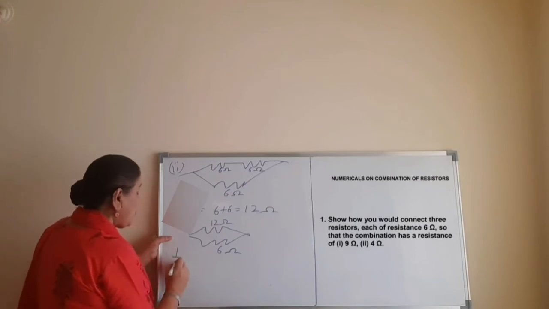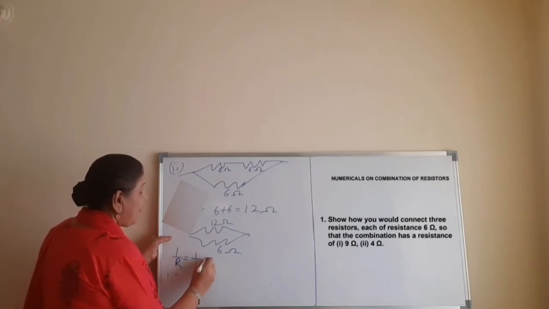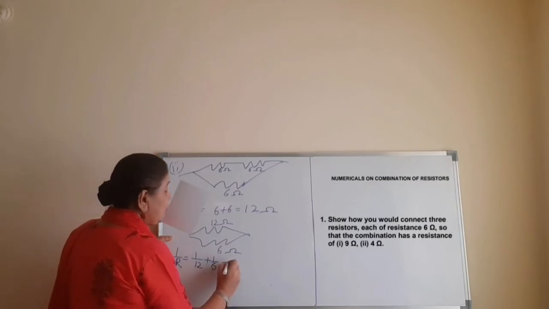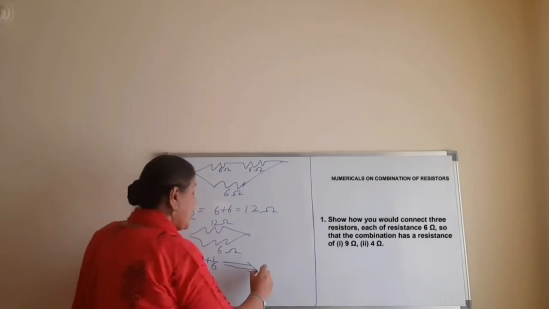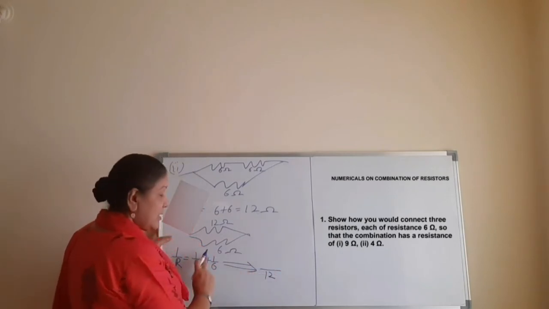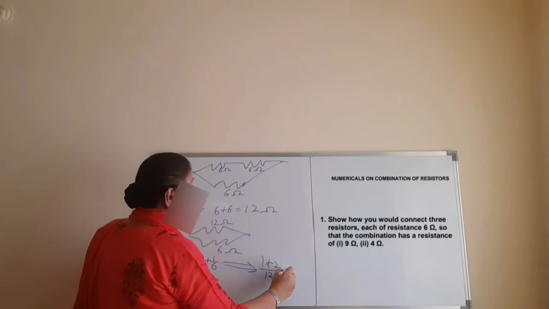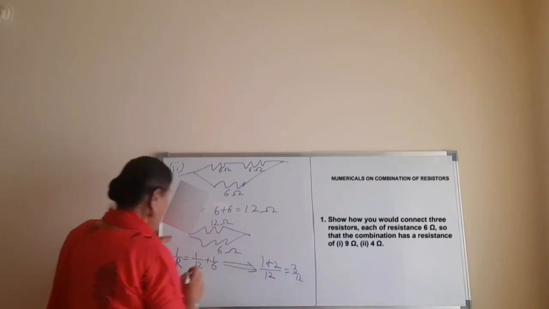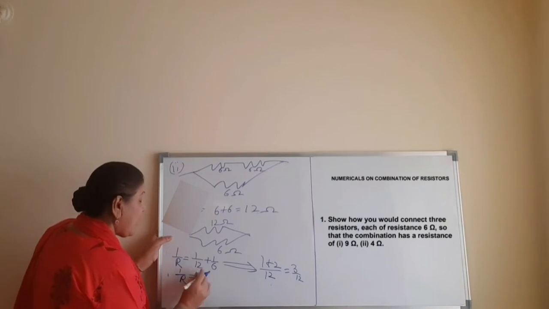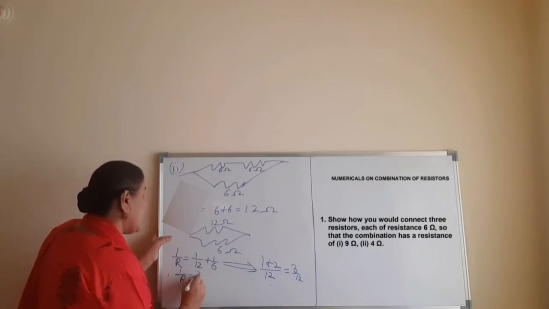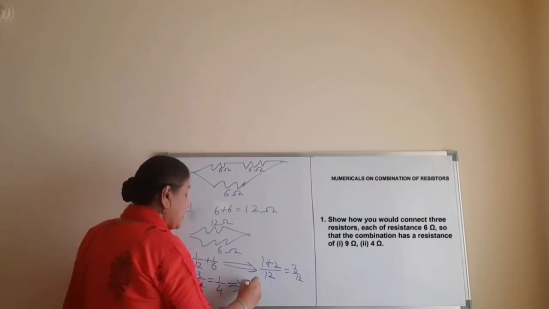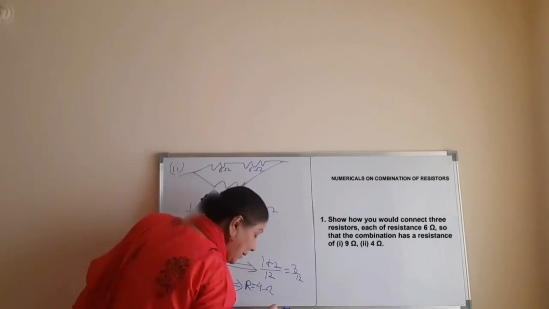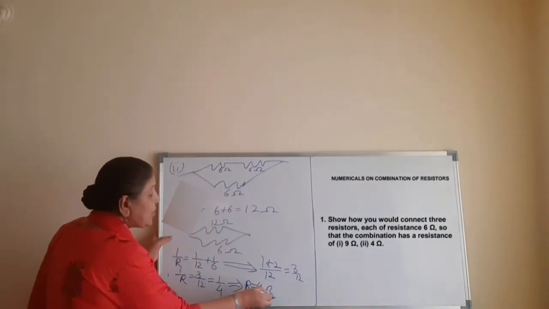Now 1 upon R, the resultant, will be 1 upon 12 plus 1 upon 6. I'm giving a little space here so that the diagram is clear to you. So this will be 1 plus 2 over 12, that is 3 by 12. So 1 upon R is equal to 3 by 12, that is 1 upon 4. That implies R is equal to 4 ohm. That is what the second part says. So we have R is equal to 4 ohm.